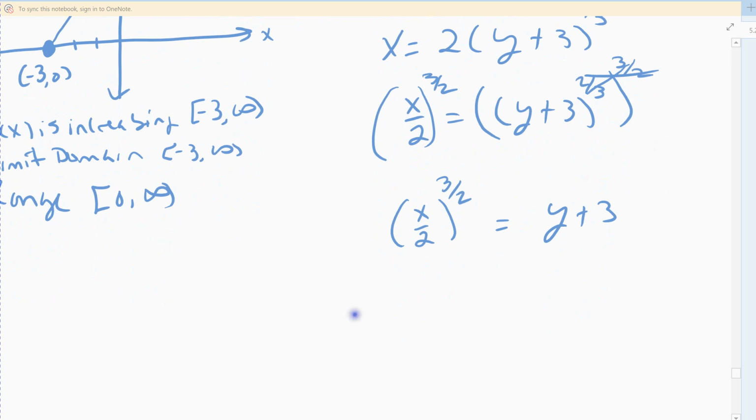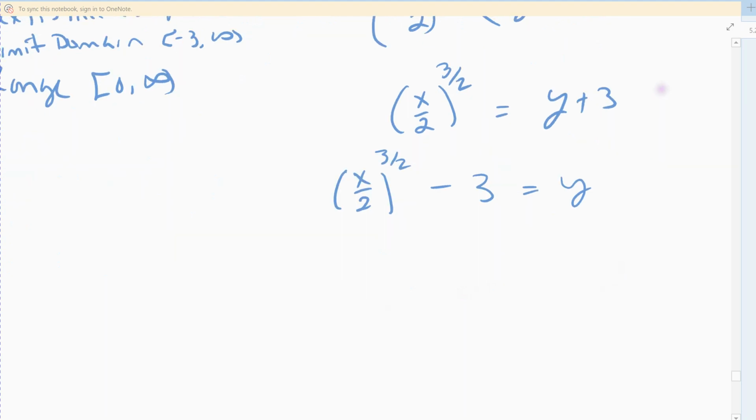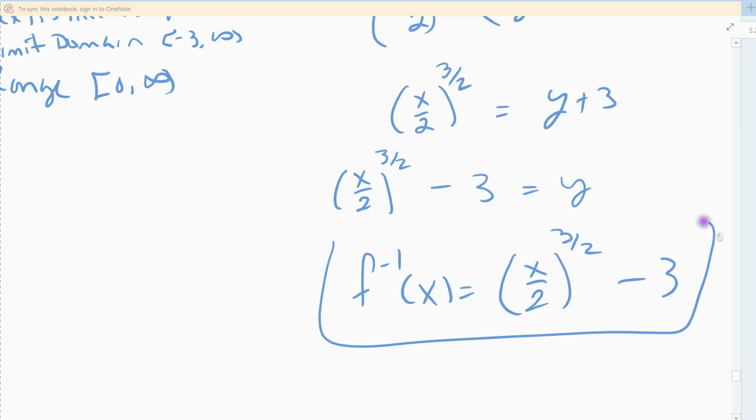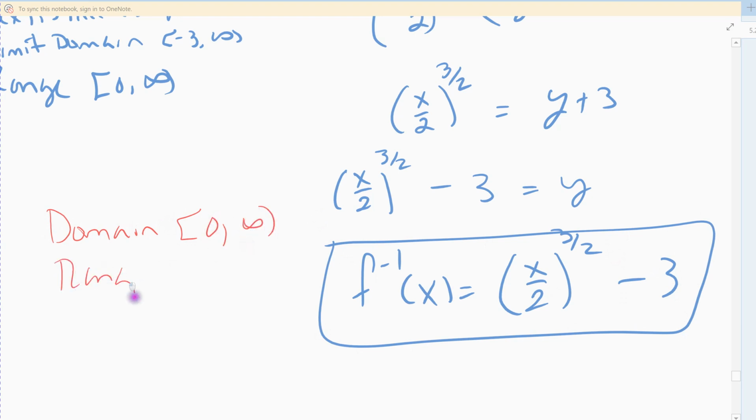Last step, subtract 3. So I get (x divided by 2) raised to the 3 halves minus 3 equals y, and so there is my inverse. F inverse of x equals (x divided by 2) raised to the 3 halves minus 3. I already know that its domain should be 0 to infinity. Its range should be negative 3 to infinity, and we'll check it out graphically.